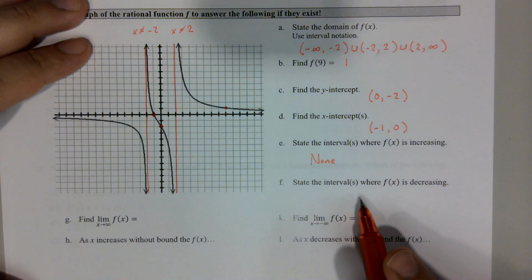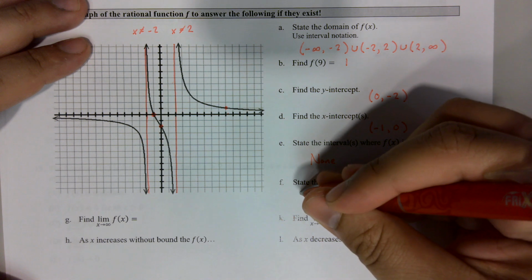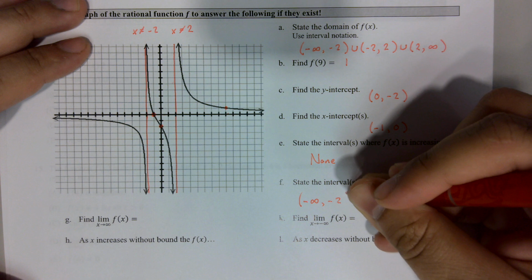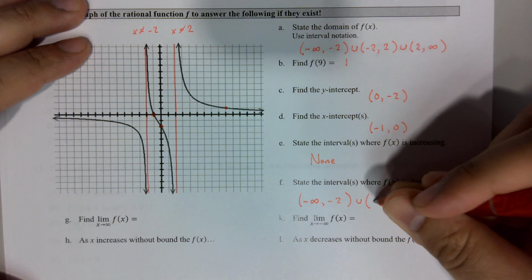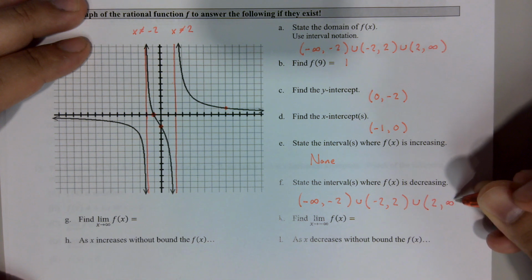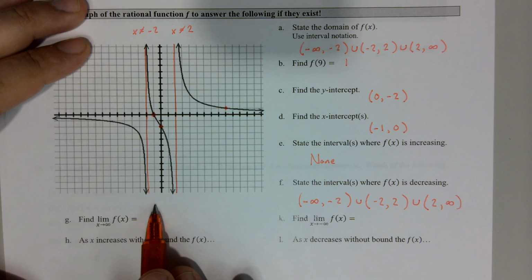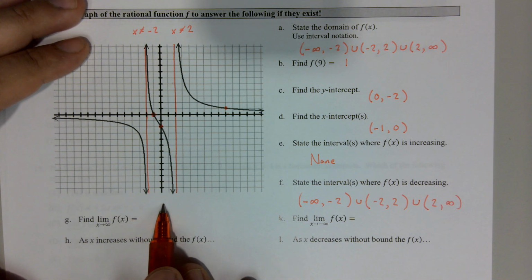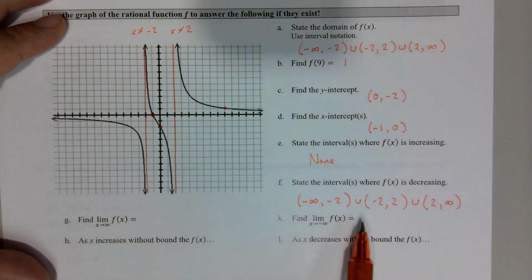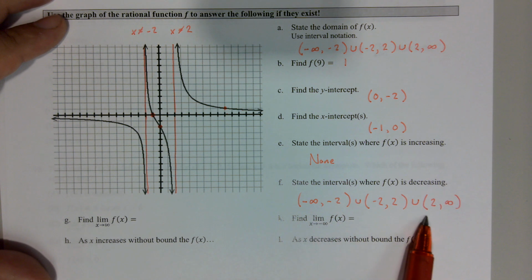And so for the next question, where we state where f of x is decreasing, it's decreasing on its entire domain. So we would rewrite that as negative infinity to negative 2, from negative 2 to positive 2, and from 2 to positive infinity. We don't include our vertical asymptotes as a part of increase or decrease. So we only have our domain to work with. So even if the function is decreasing on the entire domain, we still have to exclude negative 2 and positive 2.